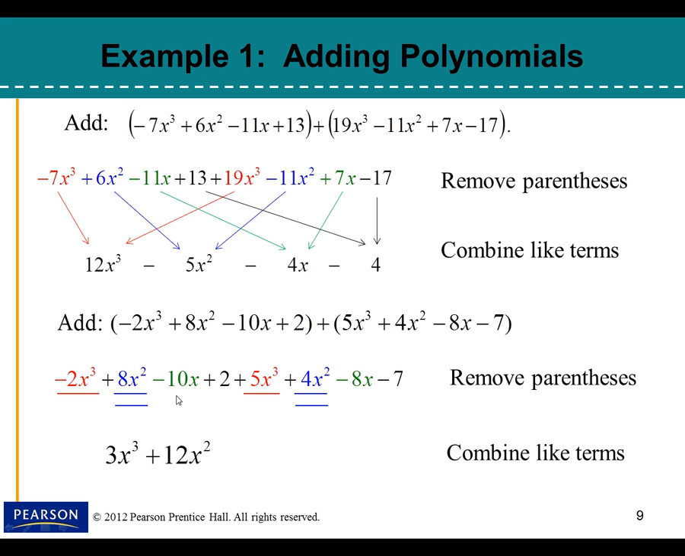Then I go to my next term, that's an x, and I'm going to find the other x. This is negative 10 minus 8, and that's minus 18x. And then sometimes that gets a little lengthy, so I go to a little squiggly, and 2 minus 7 is minus 5.